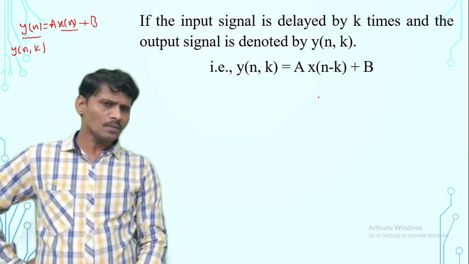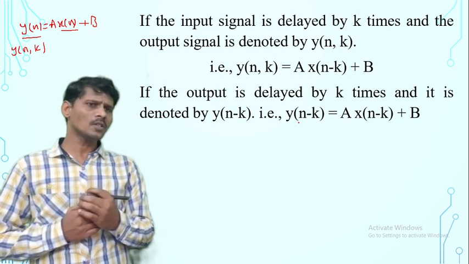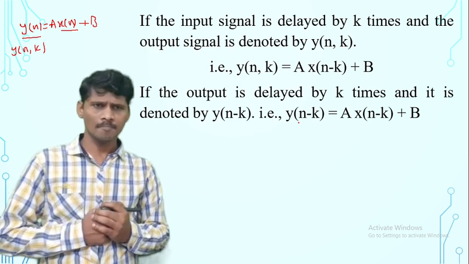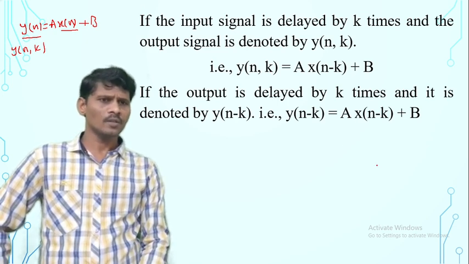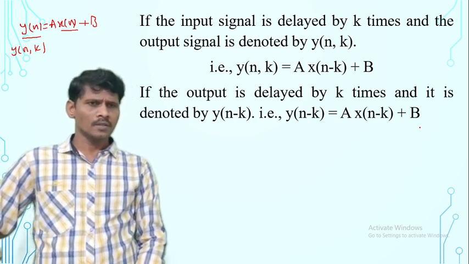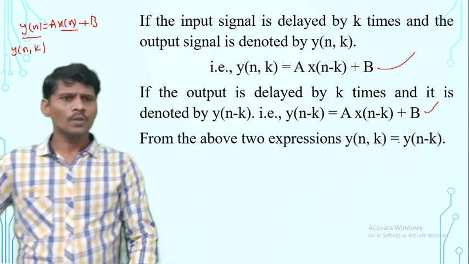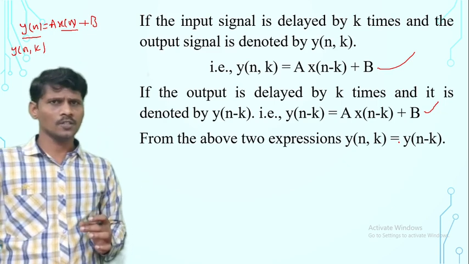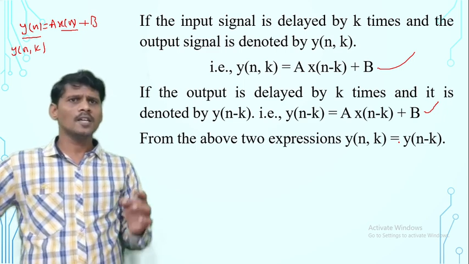And the output of the system is also delayed by the same amount of time. How to calculate the output of the system? In the given system, small n is replaced by n minus k in the given difference equation. We get y of n minus k is equal to a x of n minus k plus b. Comparing this equation and the previous equation, both equations are the same. Therefore, y of n comma k is equal to y of n minus k. So this is the condition of the time invariant system. Now here, the time invariant condition is satisfied, and the given difference equation is a time invariant system.